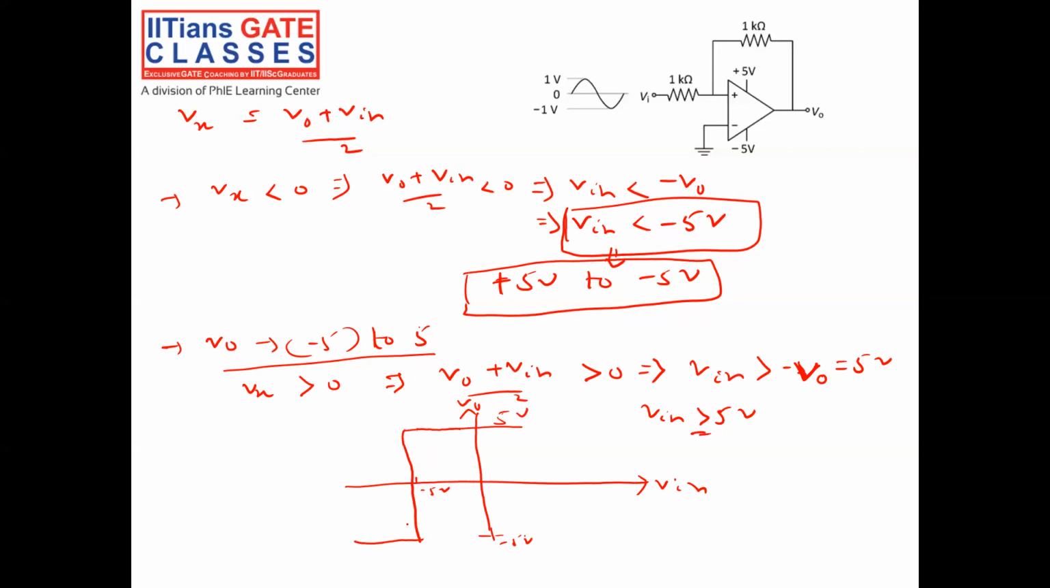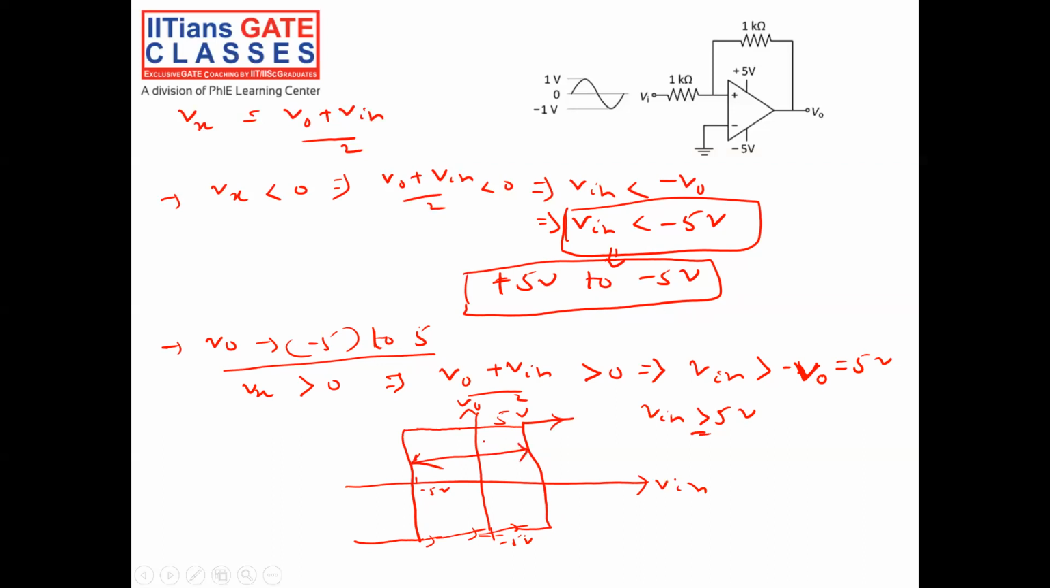Okay. Now, at what point will my output change to +5? If my V in is greater than +5 volt. So it will stay here. If my V in goes a little more than +5 volt, it will go to +5 volt and it will stay here. Right. So this is called hysteresis.